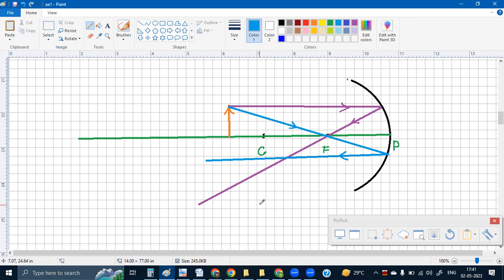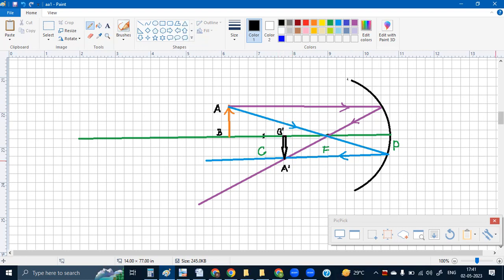Now, this is the position where the purple ray and the blue ray meet after reflection, not before reflection. That is going to be the position of the image that is produced. So the intersection of all of these points is going to be the position of the image formed. The black image that I have marked is the position of the image. I'll just mark these points AB as the object and A dash B dash as the image.